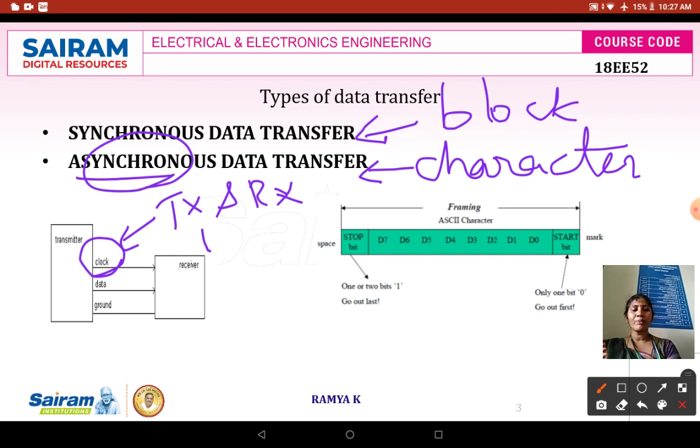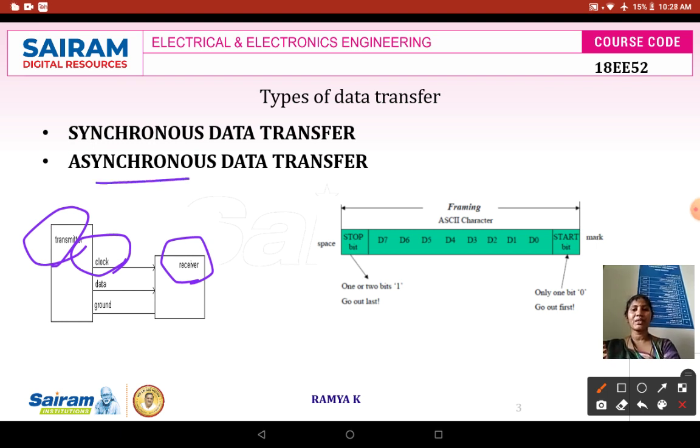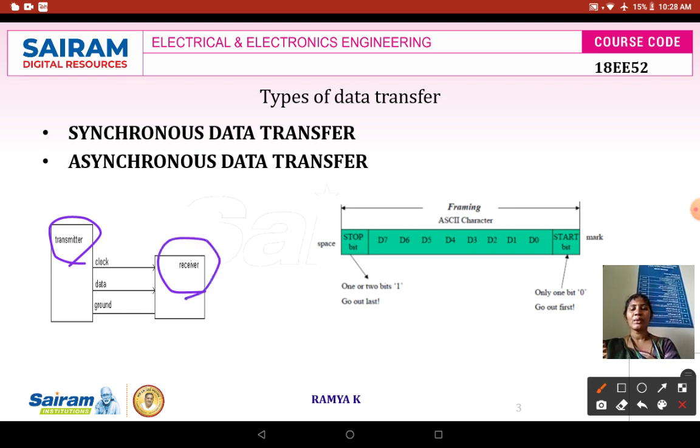When a transmitter and the receiver are supplied with a common clock pulse, then you are going to get synchronization because of that common clock pulse. Whereas in asynchronous data transfer, the clock pulse is not common between the transmitting end and the receiving end, and therefore asynchronous communication is carried out between different clock frequencies at the sending end and the receiving end.